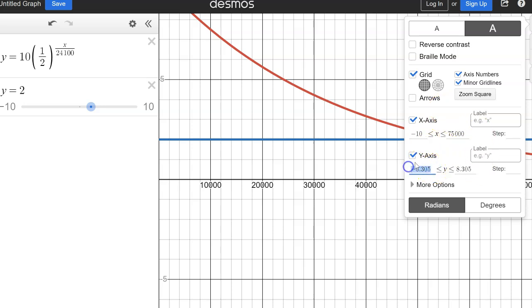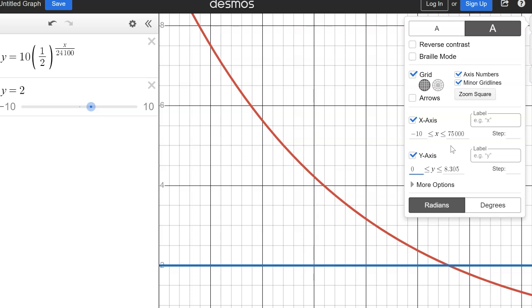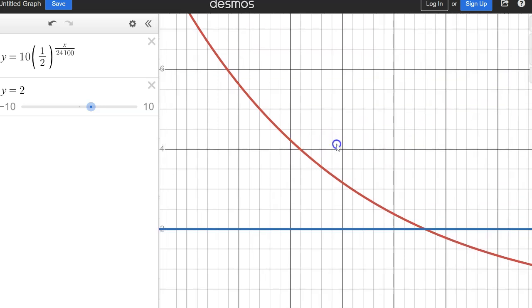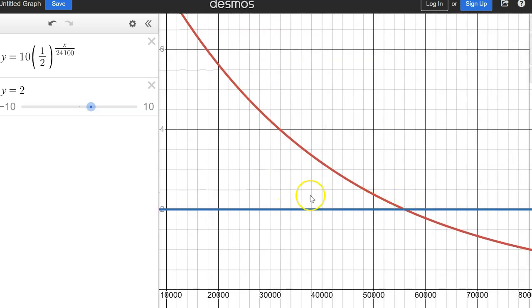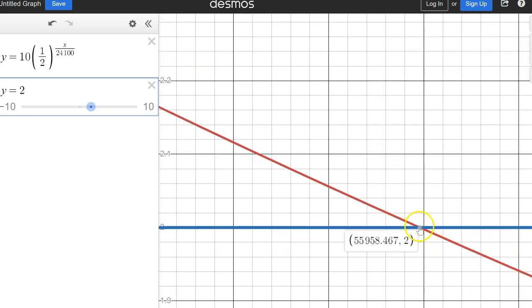Also, in terms of my y-axis, I don't really need negative y values, since the smallest amount, if everything were to disappear, would be 0. So maybe I'll make this 0. And Desmos is really cool because you have these two curves that are graphed, and if you hover over where they intersect, I'm going to zoom in, and then if you hover over it, it'll give you the ordered pair where those two things intersect. So what this tells us right now is after about 55,958 years, 2 pounds of plutonium will remain.